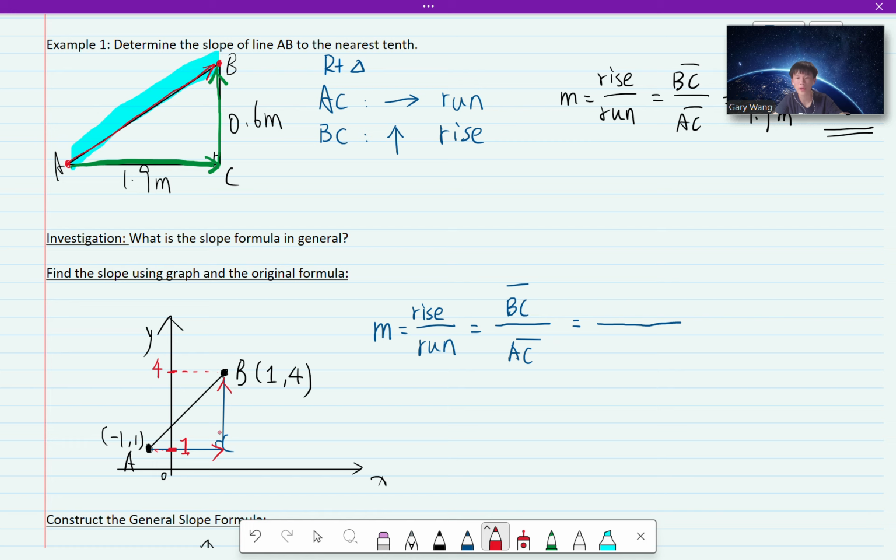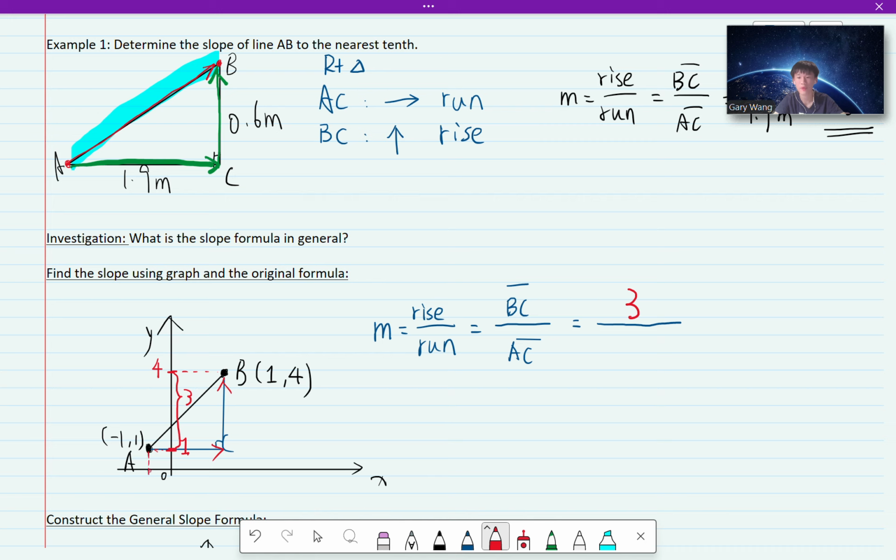So this BC, the distance between point B and point C, corresponds to the distance on the y-axis between 4 and 1, which is 3. So the distance between point B and point C, which is the distance of line segment BC, is 3.